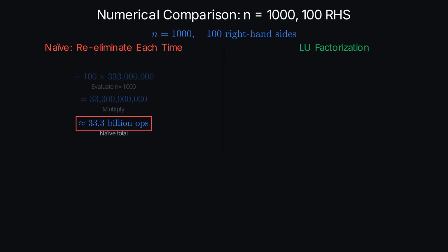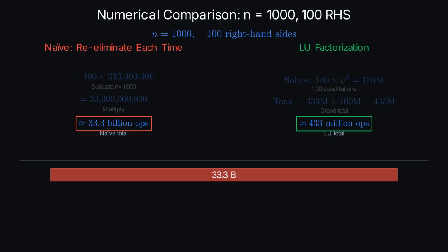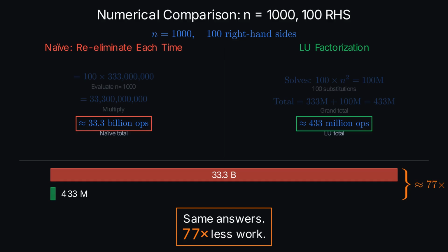Now, the smart approach using LU factorization. Factor A into LU just once, paying about 333 million operations. Then for each right-hand side, do forward and back substitution at a cost of n², which is 1 million operations each. 100 right-hand sides cost 100 million more. The grand total is 333 million plus 100 million, which equals 433 million operations. Now look at the comparison, 33.3 billion versus just 433 million. And the LU approach is about 77 times faster. You get the same answers with 77 times less work.